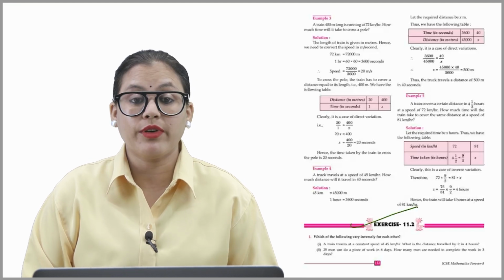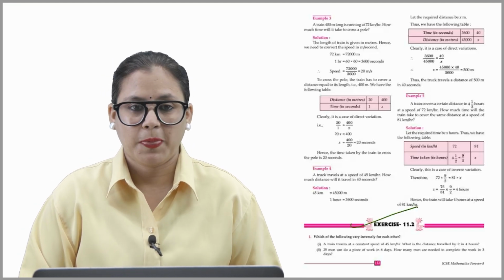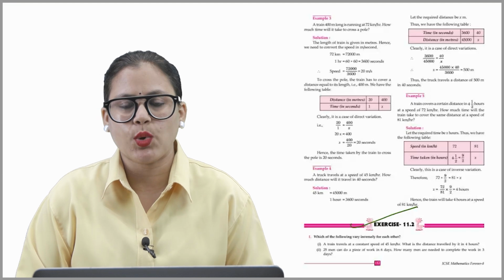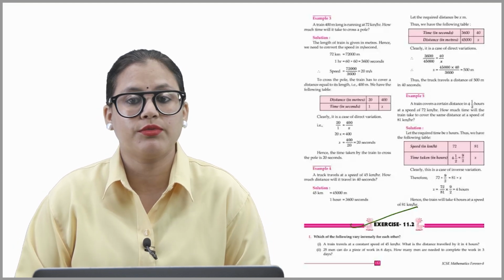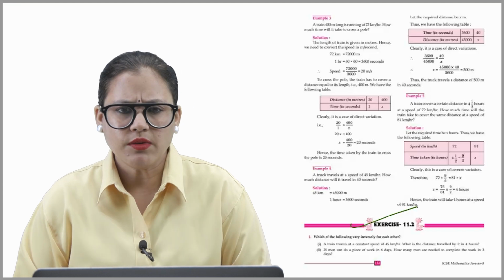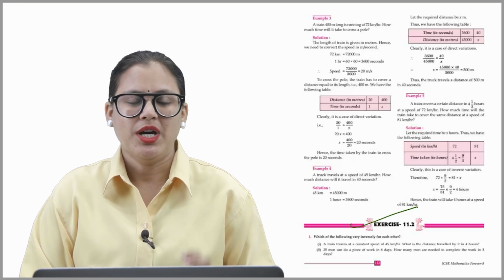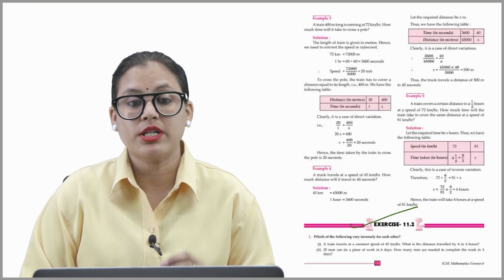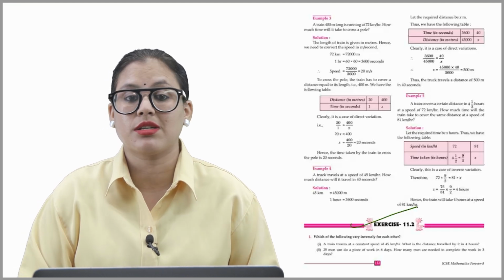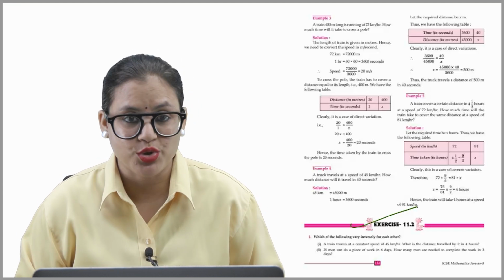Which of the following vary inversely with each other? Number 1. A train travels at a constant speed of 45 km per hour. What is the distance travelled by it in 4 hours? Does it vary inversely? No. Number 2. 25 men can do a piece of work in 6 days. How many men are needed to complete the work in 3 days? So this is inversely proportional.